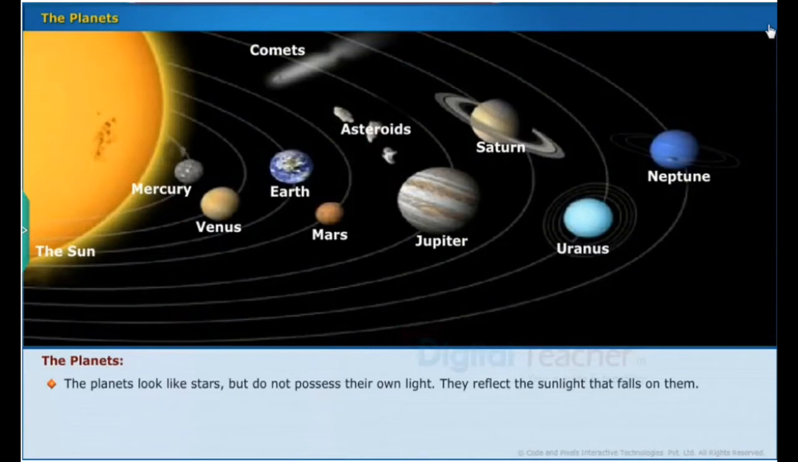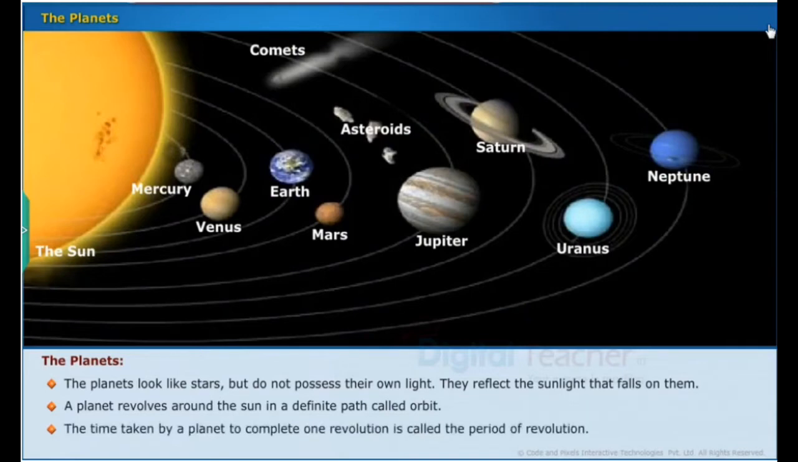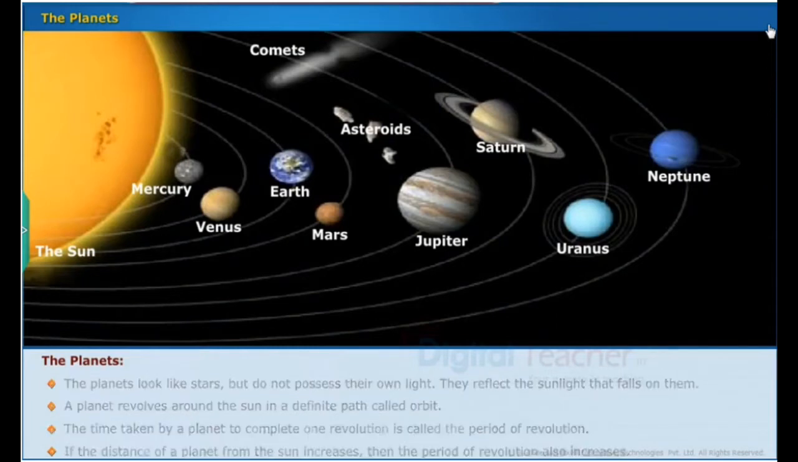The planets look like stars but do not possess their own light. They reflect the light that falls on them. A planet revolves around the Sun in a definite path called orbit. The time taken by a planet to complete one revolution is called the period of revolution. If the distance of a planet from the Sun increases, then the period of revolution also increases.